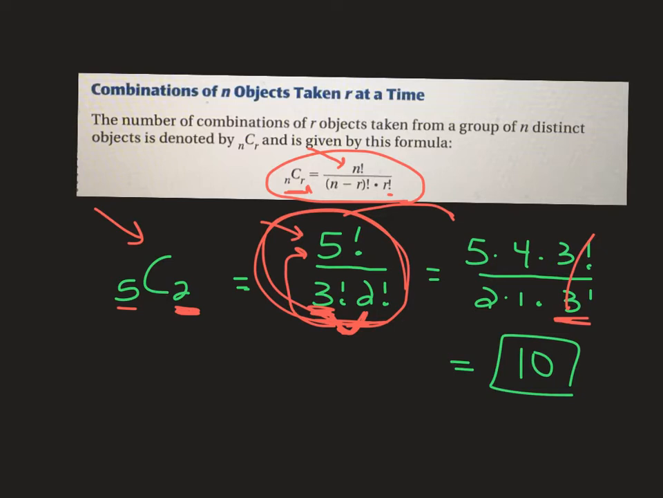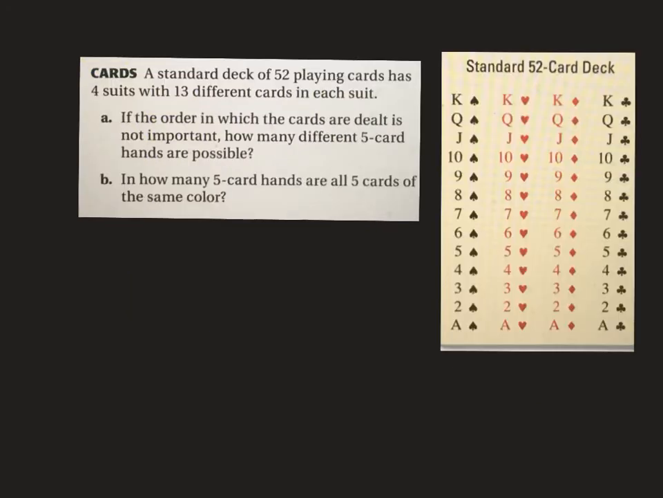I'm going to show you 2 examples here. Okay, the first one, a standard deck of cards. 52 playing cards has 4 suits with 13 cards in each suit. And I'll put a picture of a deck of cards here just for those people who aren't real familiar with them. But 4 suits, 13 cards each, and there they are to the side.